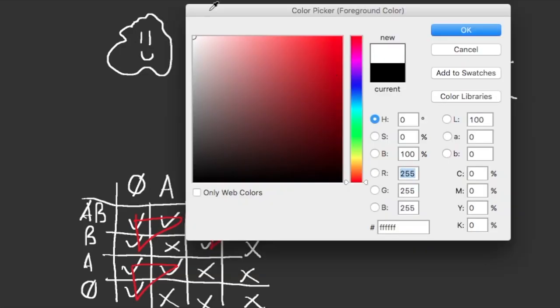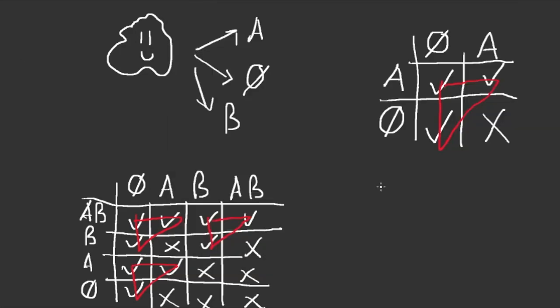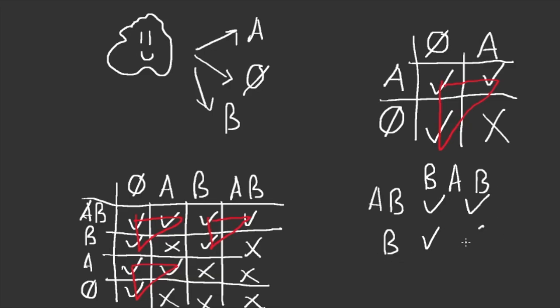Let me go back to white. So for example, let's look just at this part of the table. So we have AB and B, and we are seeing their compatibilities with B or AB. And so, of course B is compatible with AB, and AB is compatible with AB, B is compatible with B, but AB is not compatible with B because it doesn't have A.